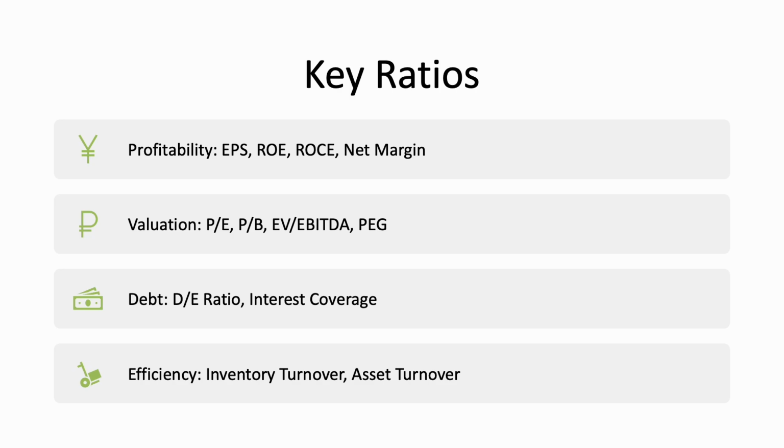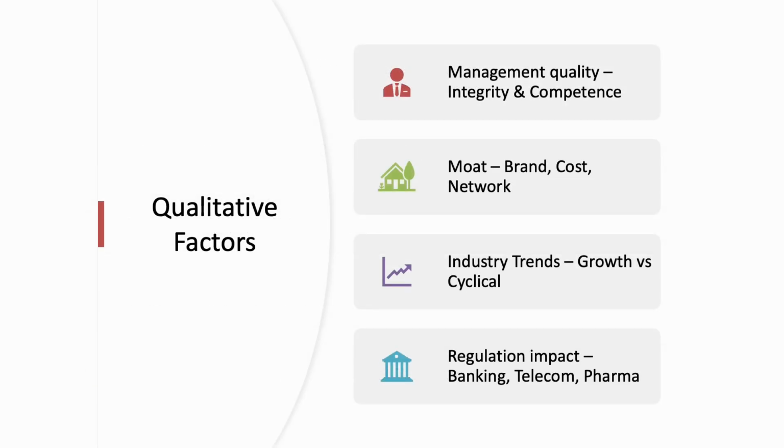We have talked a lot about numbers, balance sheet, ratios, cash flow, but investing is not just about numbers. It's also about people, business, and industries. This is where qualitative factors come in. These are the softer, non-numerical aspects that can make or break a company, and often they are the reasons why two companies in the same industry with similar ratios perform very differently in the long run.